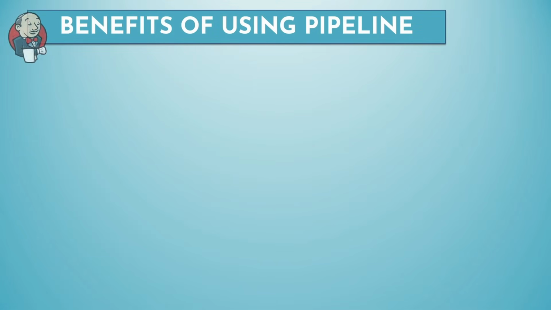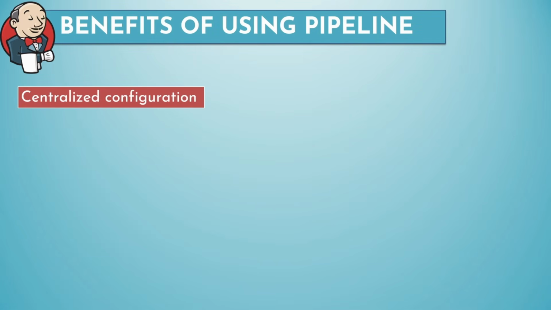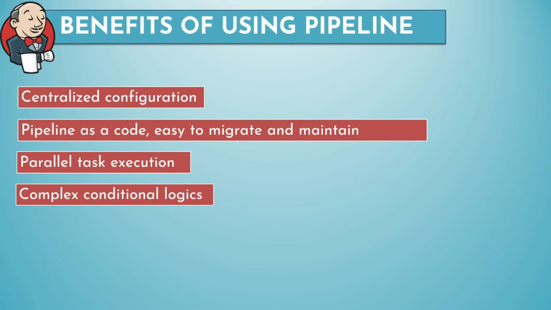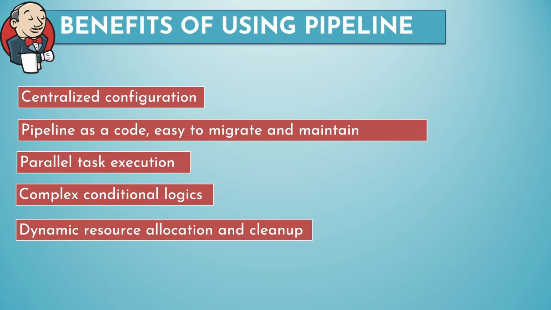Let's have a look at the benefits of using Jenkins pipeline. Pipeline code is generally placed in a central Git-based repository so that it can be version controlled and it is easy to track the changes. It is easy to migrate and maintain because everything resides as code. Parallel task execution is possible instead of sequential tasks, which was the case in the freestyle jobs of Jenkins. We can also implement complex conditional logic, which was not possible in freestyle jobs. Another advantage is dynamic resource allocation and cleanup.